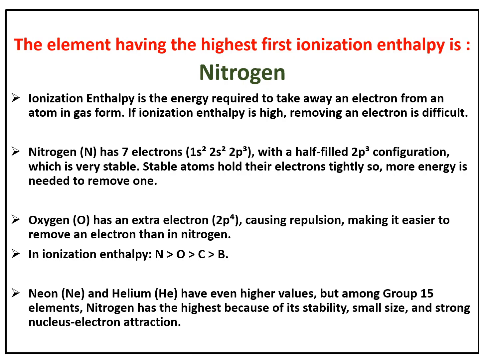In ionization enthalpy, nitrogen has the highest ionization enthalpy, and boron has the lowest. Neon, represented by Ne, and helium have even higher values, but among group 15 elements, nitrogen has the highest because of its stability, small size, and strong nucleus electron attraction.